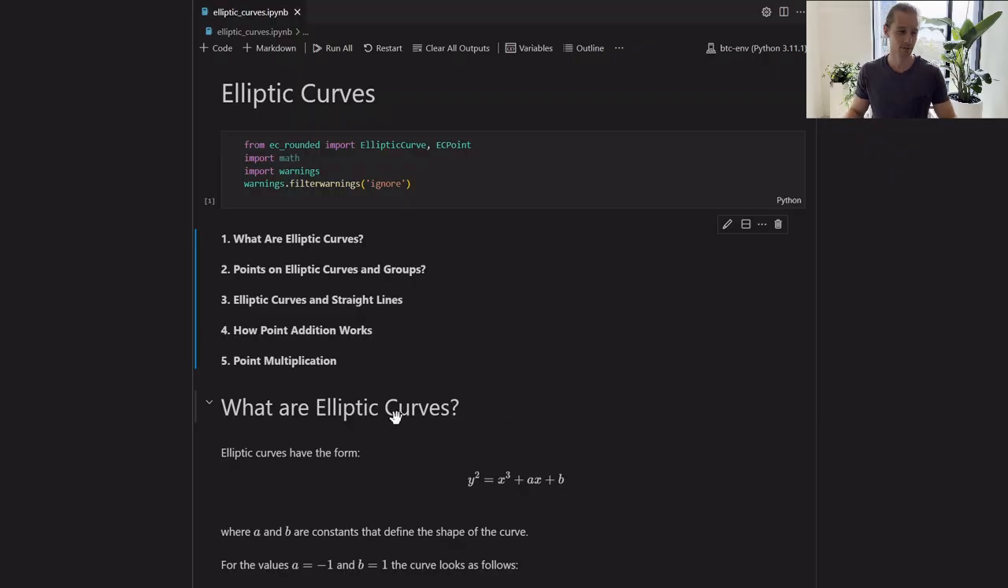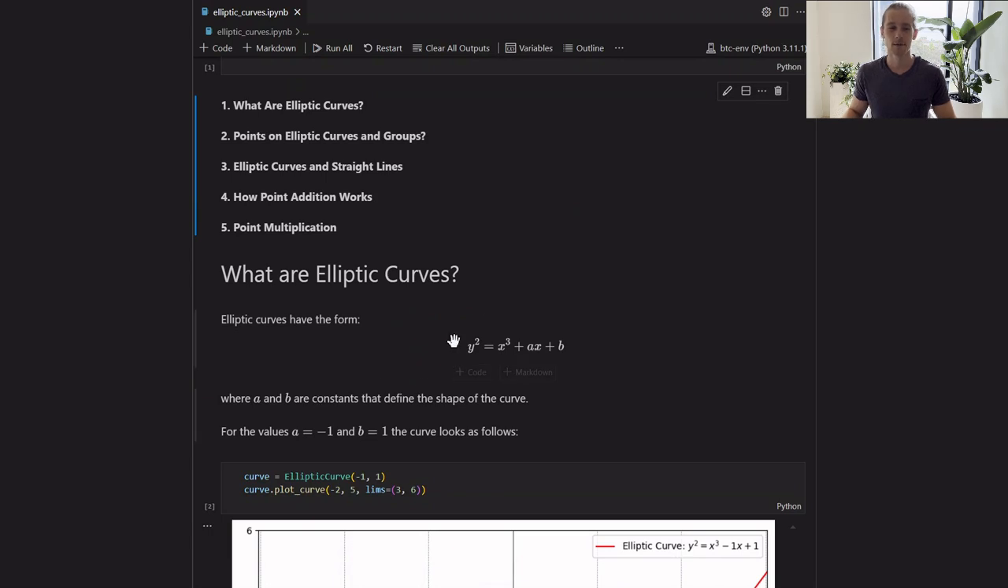So what actually are elliptic curves? Elliptic curves are basically just curves that have a certain form or equation. The equation will always have this form here. You've got y squared on the left-hand side and x cubed plus ax plus b on the right-hand side. In this case, a and b are just constants that define the shape of the curve.